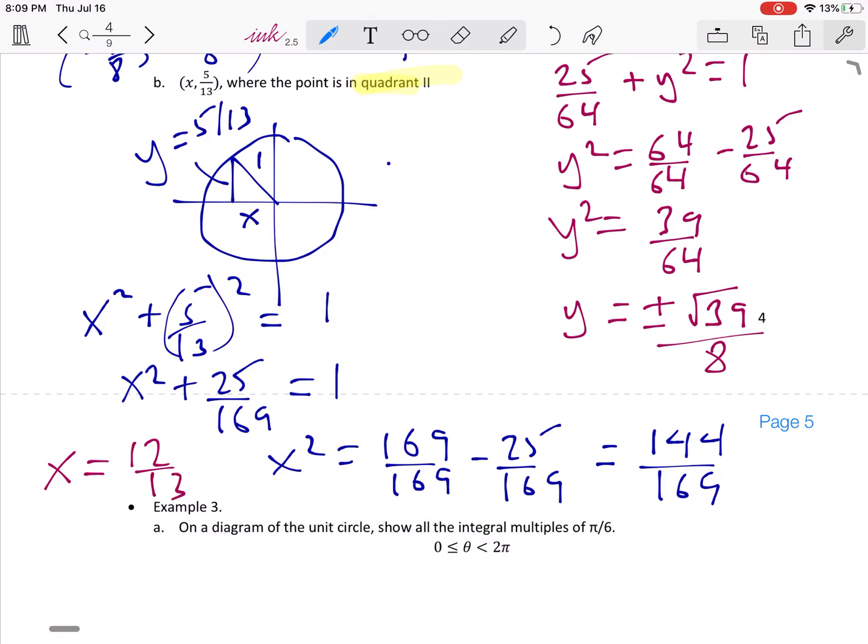And now the thing is, what sign should we give that? Because you're in quadrant 2. So remember, you take the square root of something that's plus or minus. Because we're in quadrant 2, this is going to be negative. So that's a negative answer because we're right over there.